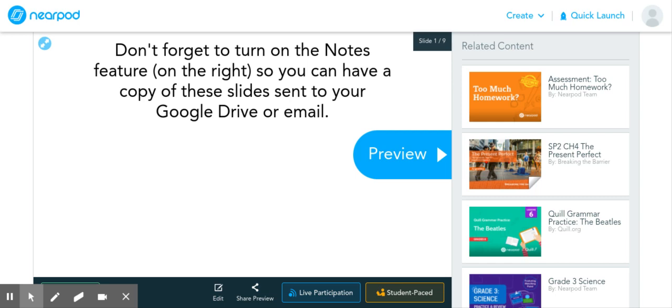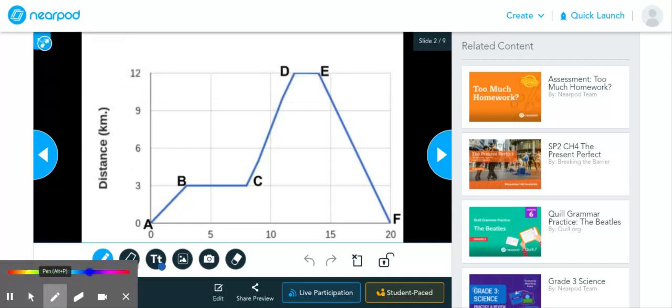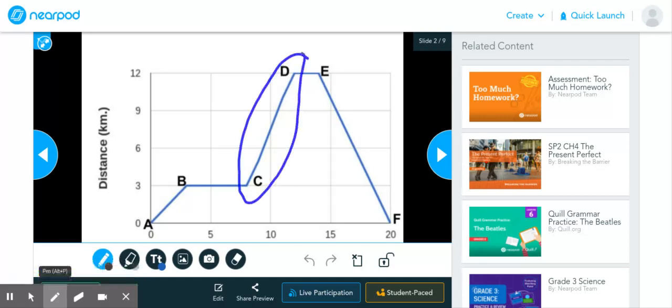Okay, so this was the homework that I assigned last Tuesday, the 5th. So let me go through this stuff, you guys. We've got: circle the parts of the graph where the object is moving most quickly and explain how you got your answer. So what we've got here is a distance time graph. If we're talking about when it's moving most quickly, we've got this C to D and then E to F.